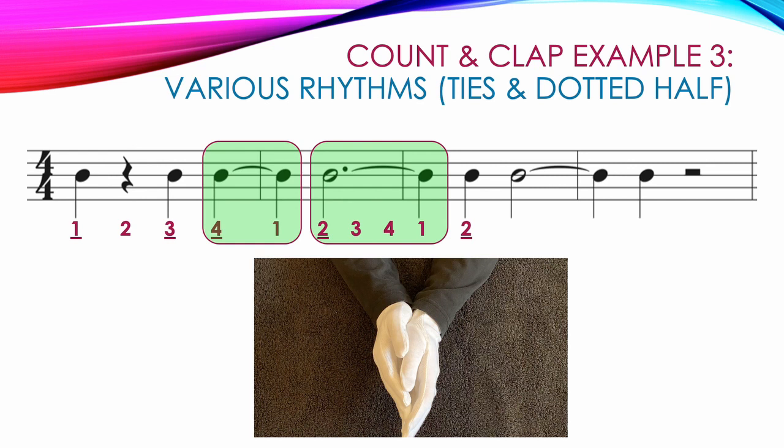Now we have a half note tied to a quarter note in the next measure. So we continue with a clap on count 3, keep our hands together for count 4, and then keep our hands together again when we tie across to count 1. 3, 4, 1. Then we have a quarter note by itself, which gets a clap, count 2. And the example ends with a half rest worth 2 counts, but no claps, 3, 4.